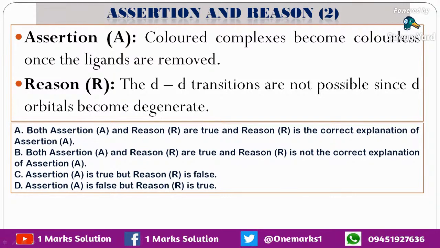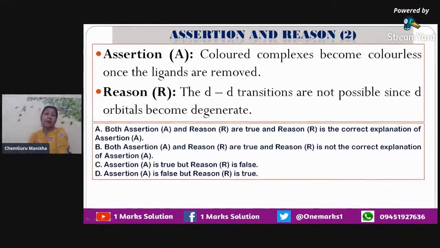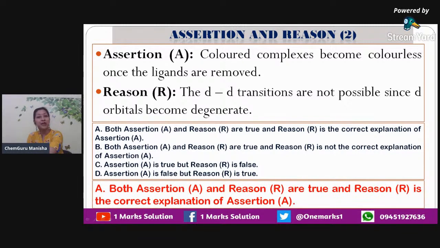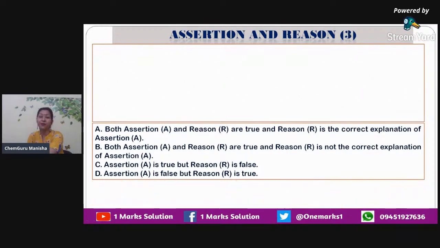That's absolutely correct. So once you remove the ligands, what happens? There is no binding happening. Since there is no binding, the electrons are not able to jump to the higher energy level, there is no movement from one d orbital to another d orbital, so the d-d transitions are not happening. And since they are not happening, of course, the color is not visible. So assertion is true, reason is true, and reason is the correct explanation of assertion as well.